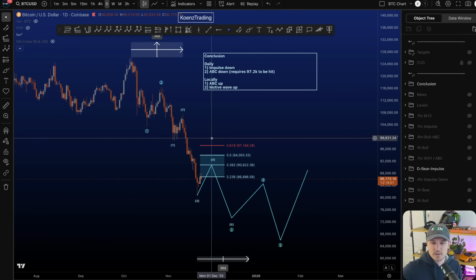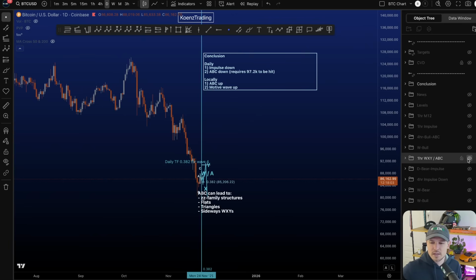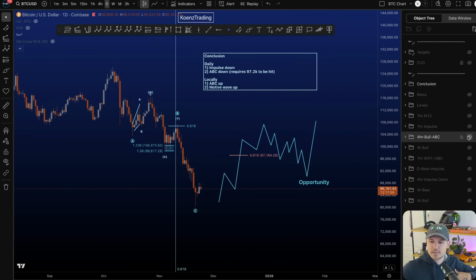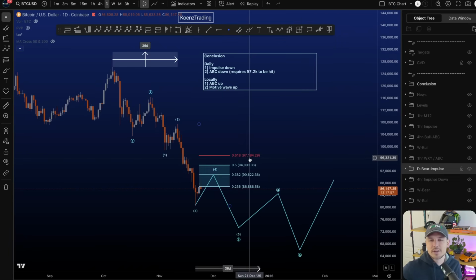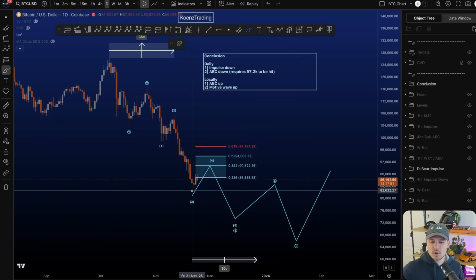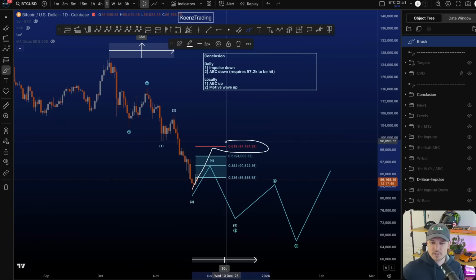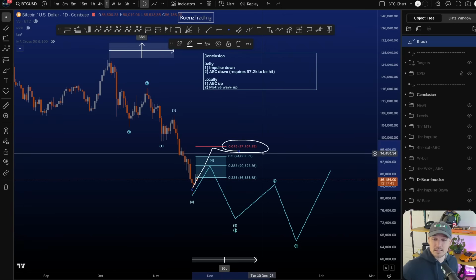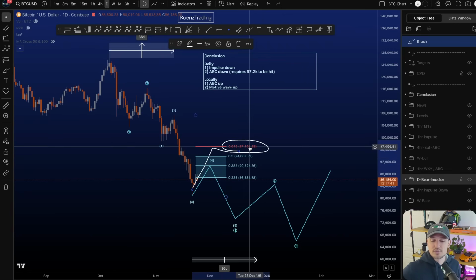Daily time frame, these are the highest probabilities. Impulse down, alternative is an ABC to the downside, and that is just the way it is because the probabilities only change if you touch the 618 at 97.2K. That is when the probabilities change. And it's not about right or wrong. If price moves towards the upside and touches 97.2, it's not like the probabilities are wrong because it's just Elliott Wave probabilities. This is where the probabilities change.